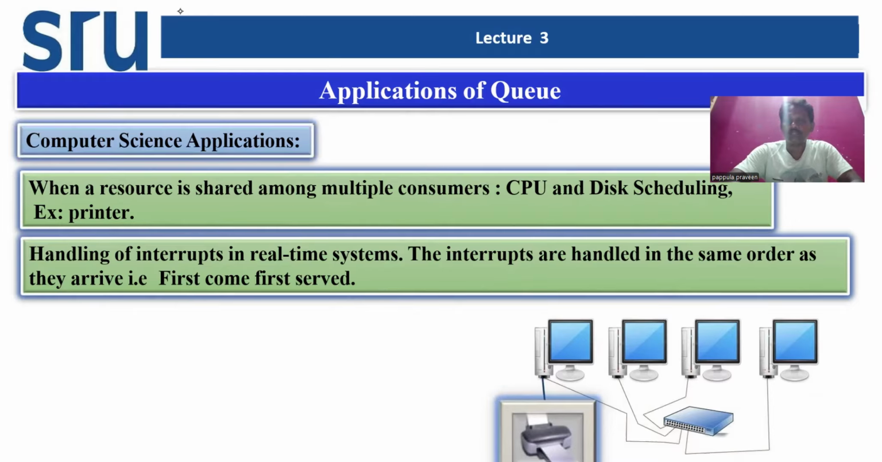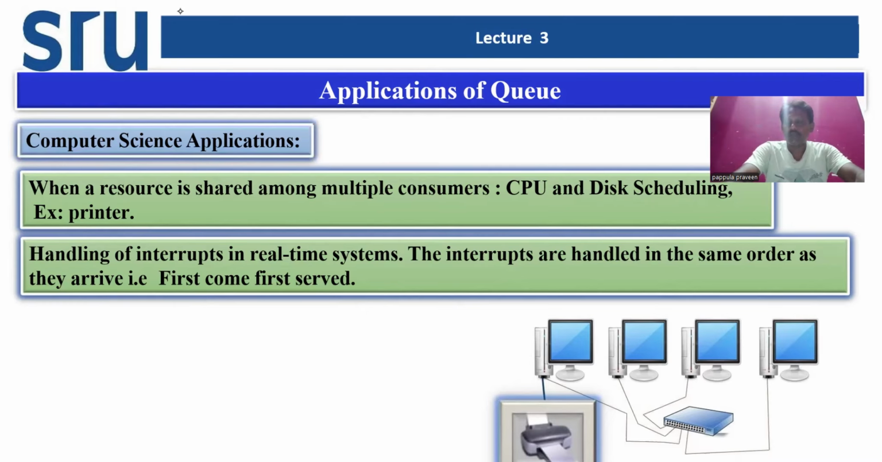In this non-preemptive scheduling, the CPU is assigned to a process. Suppose 3 processes are there, P1, P2, P3. The CPU is allotted to the first one, P1, because P1 is the first process. When P1 is completed fully, then the CPU is assigned to another process. That is first in, first out. Next is disk scheduling, which also follows first in, first out.